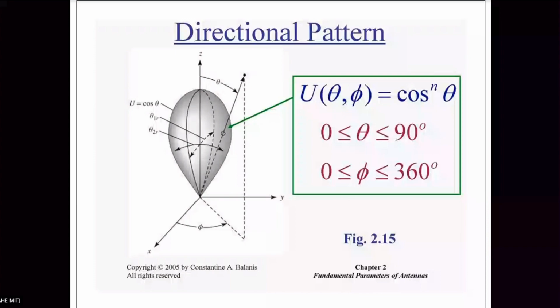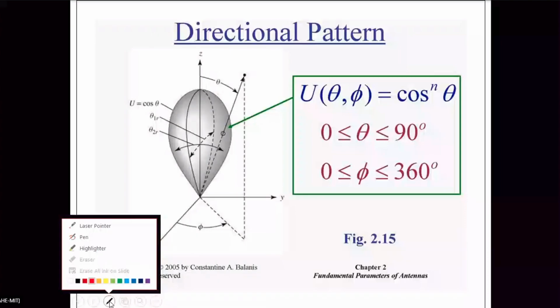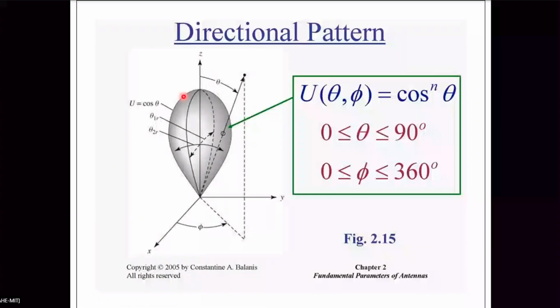See, cos n theta. What do you mean by rotational symmetric? U of theta, phi is rotationally symmetric. Cos n theta, the pattern is given here. It is rotationally symmetric means whatever phi you wear, keep on wearing phi, the shape of the pattern remains the same. Such patterns are called rotationally symmetric.